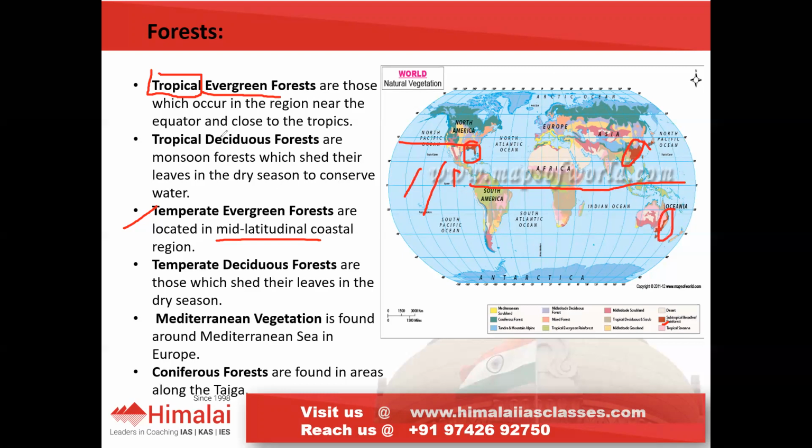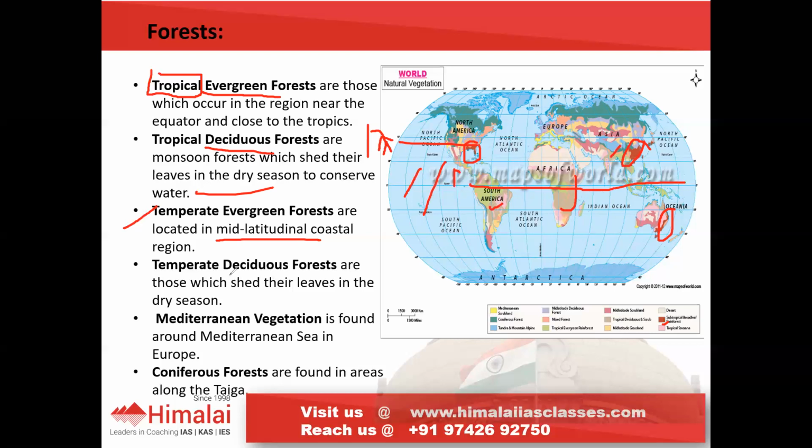Fine. And next, the next type of forest is deciduous forest. So what is the meaning of deciduous? It means that in this region, the trees shed their leaves in a particular season, that is the dry season. Why do they have to do that? Because to conserve the water. And in the tropics region, the surrounding areas of this evergreen forest are what is called tropical deciduous forest.